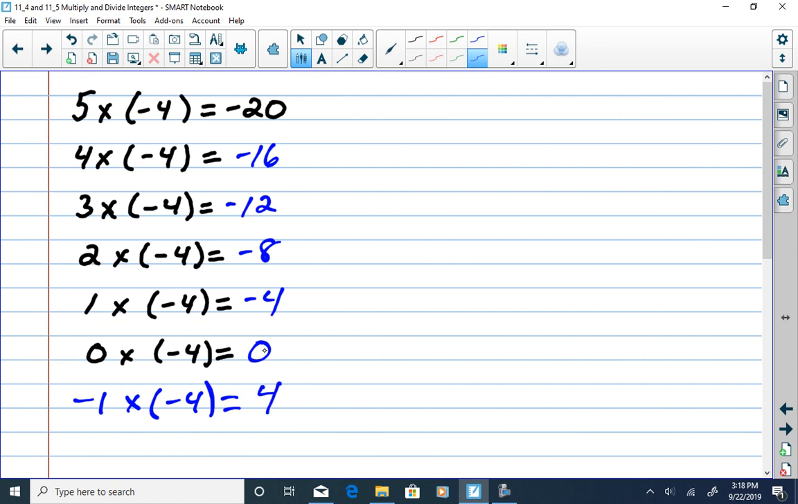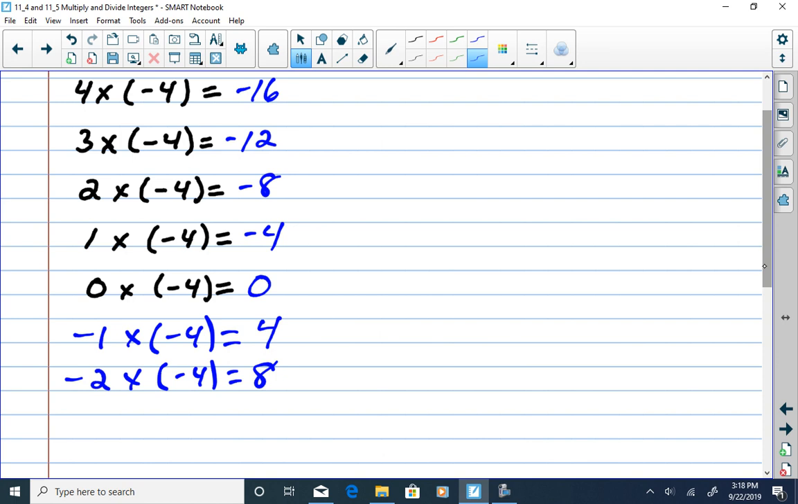Well, if I increase 4 from 0, the next product would be positive 4. And if I continue that pattern, negative 2 would be my next factor, times negative 4. If I continue my pattern in my products, that's going to be positive 8. My next equation would be negative 3 times negative 4, and that's going to be equal to positive 12. Well, let's look at our equations to develop a rule.